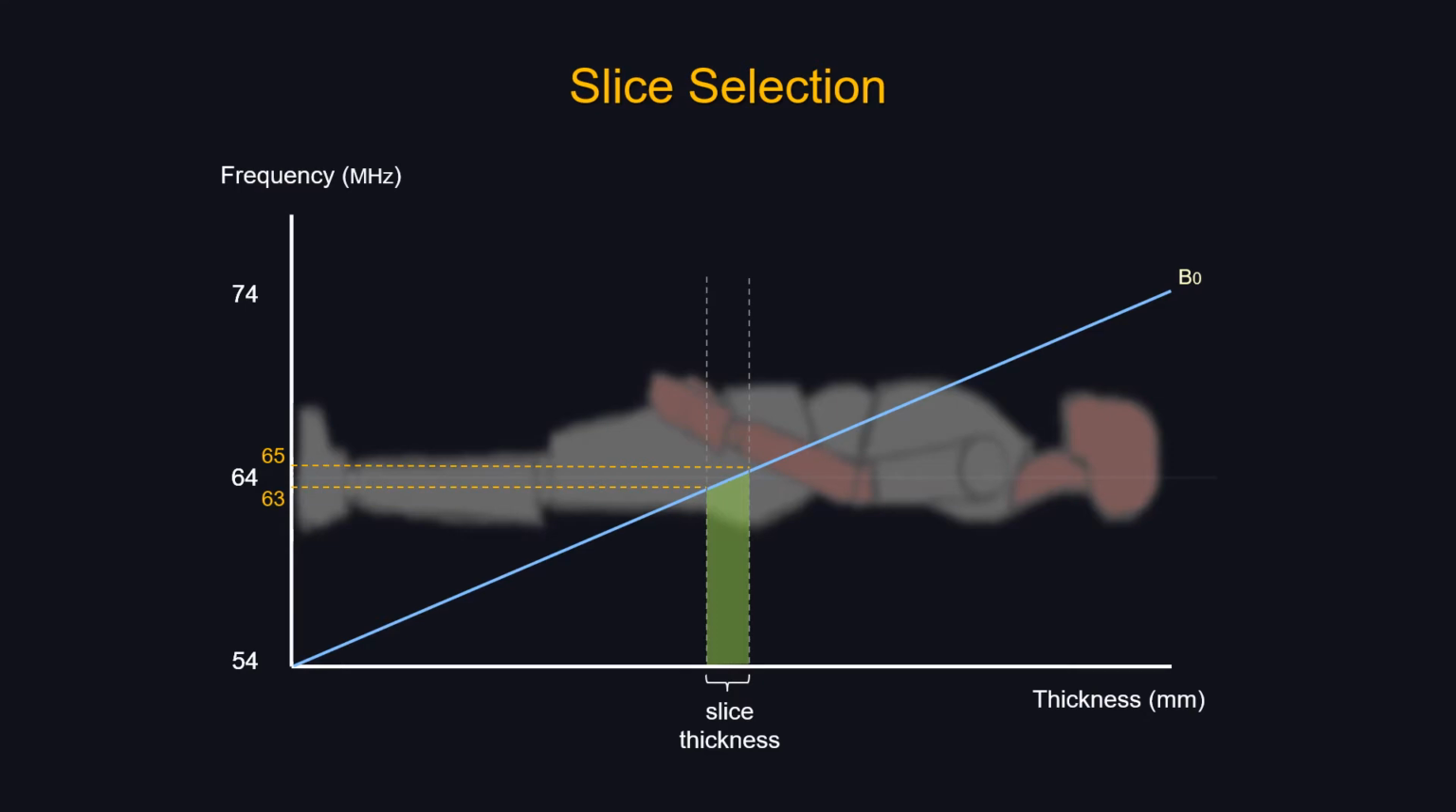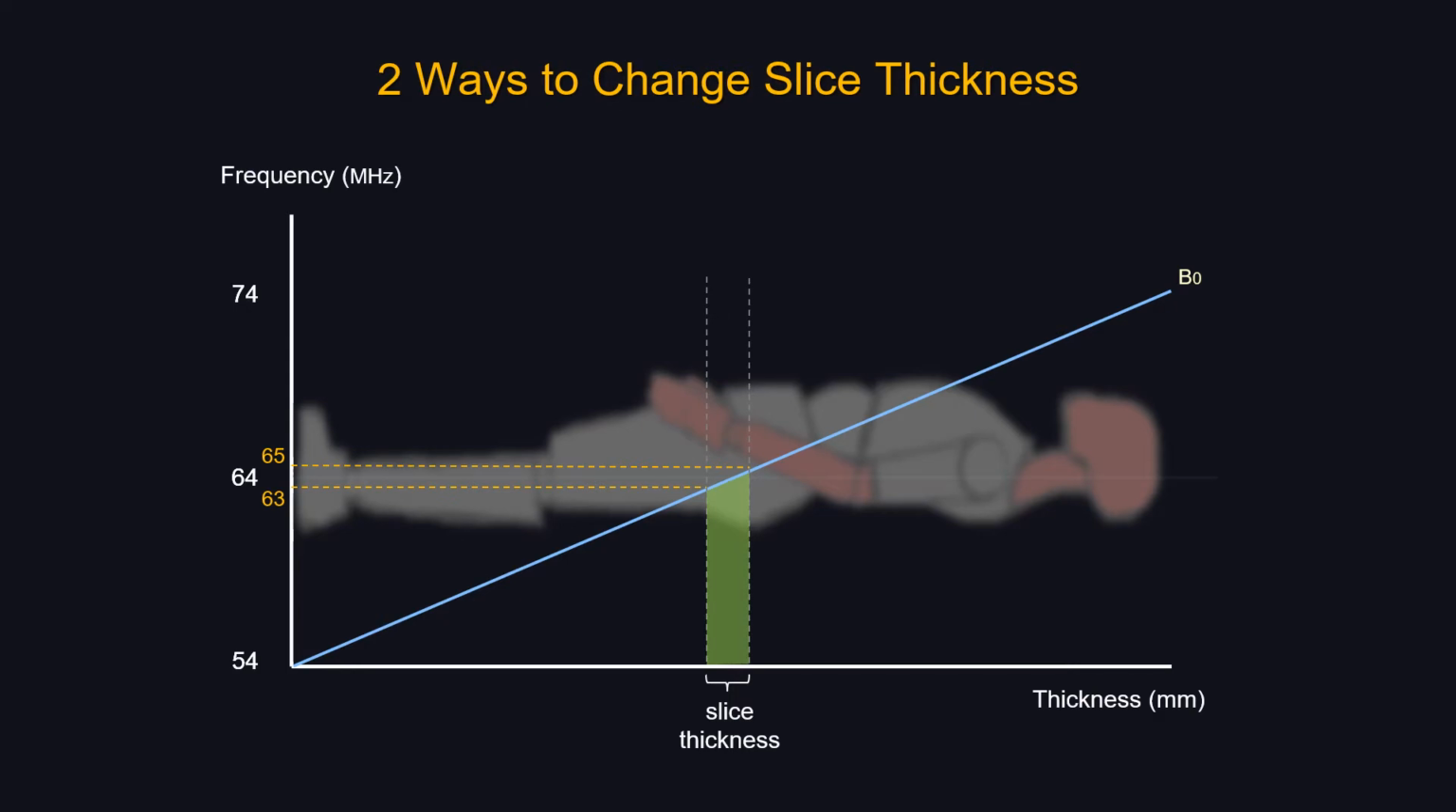If on the board exam they ask you, how do you change the slice thickness for MRI? Unlike CT, where you just change the collimator to determine the slice thickness, in MRI there are two ways you can do it. One, you can increase the bandwidth.